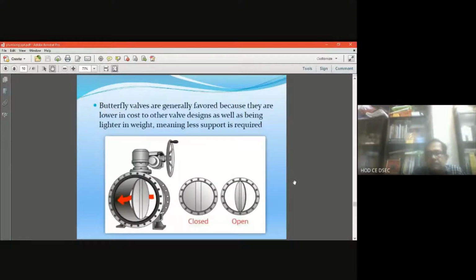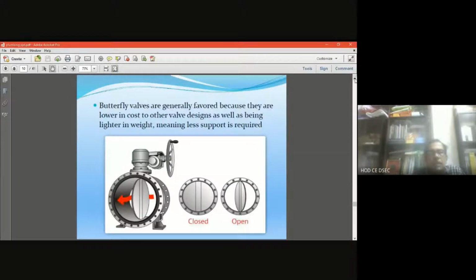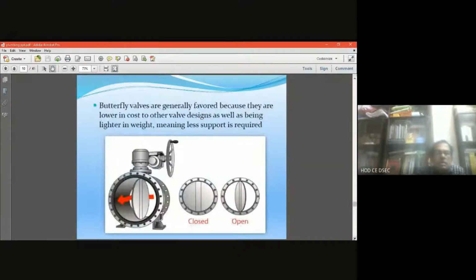Now these are the photographs of the butterfly valve. Butterfly valves are generally favored because they are lower in cost than other valve designs, as well as being lighter in weight, meaning less support is required. I am showing you the photographs in the closed condition and in the open condition, and the open condition I have just marked with a red arrow.